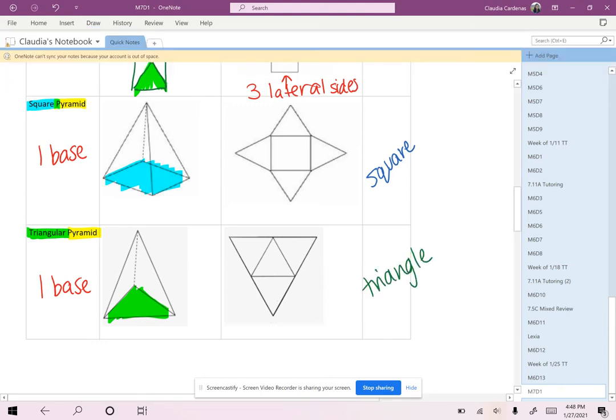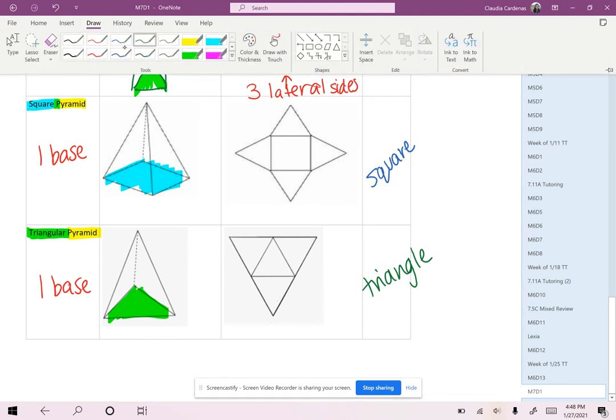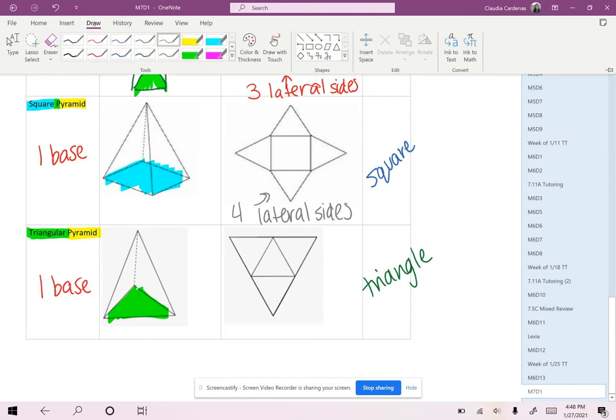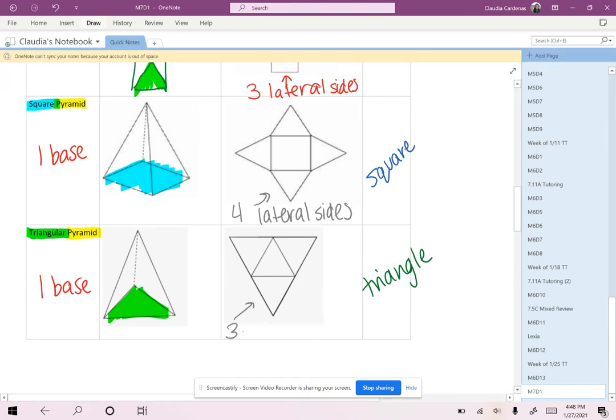And if we look at the net, which we've already done some exploration on, we can see that the square pyramid has 4 lateral sides, and the triangular pyramid has 3 lateral sides, right? If we piece this together, we would see that if we turned it in our hand, we would see the 3 sides of our triangular pyramid and 4 lateral sides of our square pyramid.